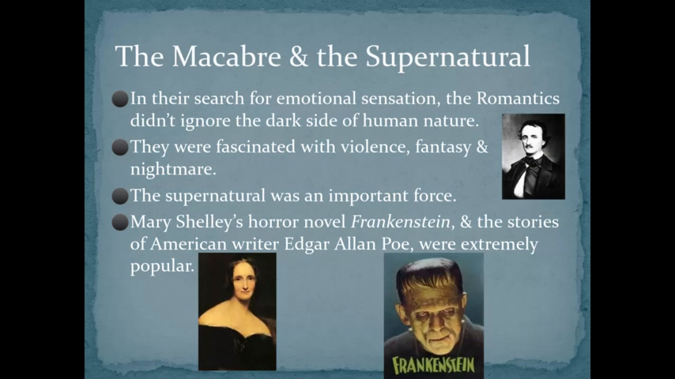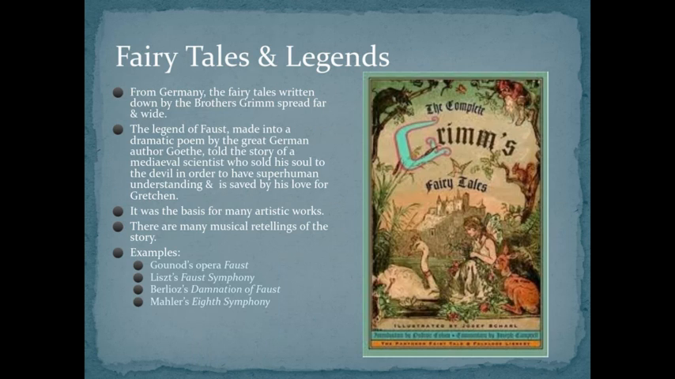In their search for emotional sensation, the Romantics did not ignore the dark side of human nature like their predecessors. They were fascinated with violence, fantasy, and nightmare. So everything supernatural was really important to them, a driving force in some of their writings. So people like Mary Shelley, who wrote Frankenstein, and Edgar Allan Poe were extremely popular. And then lastly, fairy tales and legends.